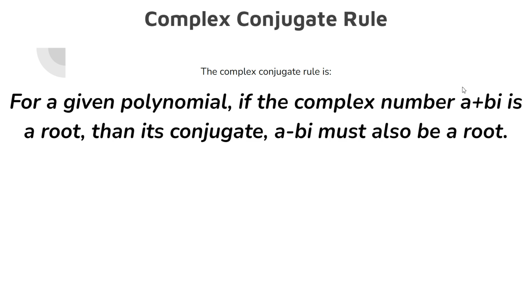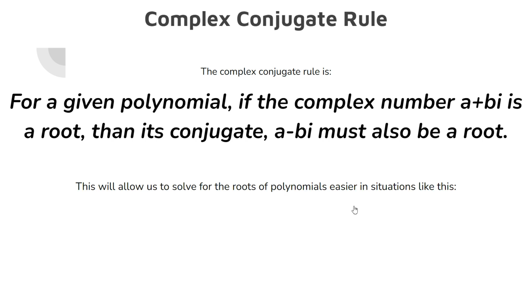Now, complex conjugate rule. Remember when I said that you can't just have one complex root? Well, here's why. For a given polynomial, if the complex number a plus bi is a root, then its conjugate a minus bi must also be a root. This will allow us to solve for the roots of polynomials easier in situations like this.